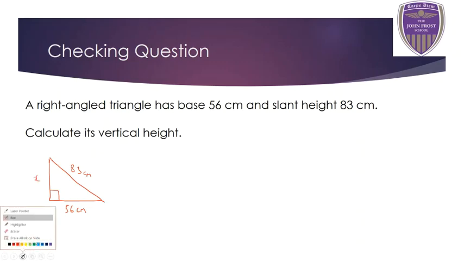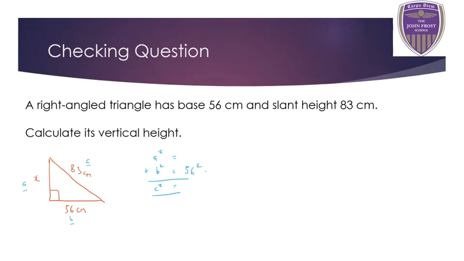So if I label my sides, this is c, this is b, and that's a. And I write down the formula: a squared add b squared equals c squared. This one's slightly different now, because I don't know what a squared is. I can't work out a squared because I don't know what a is. But I know the b squared I can do. b squared is 56 squared, and 56 squared is 3,136.